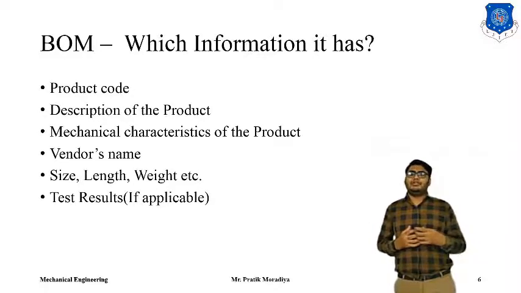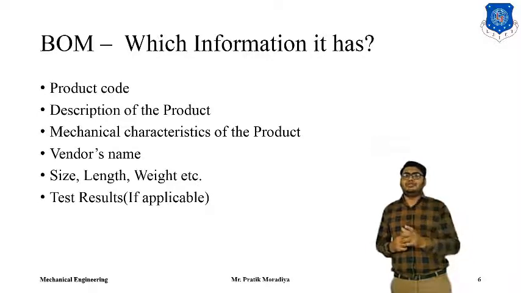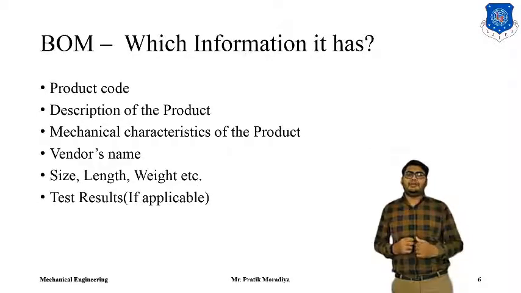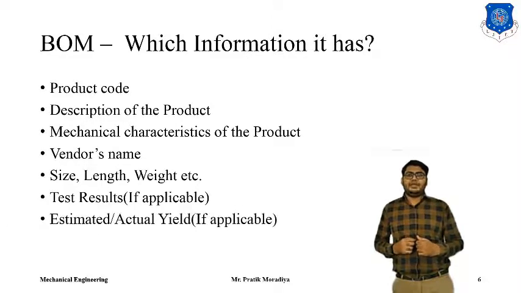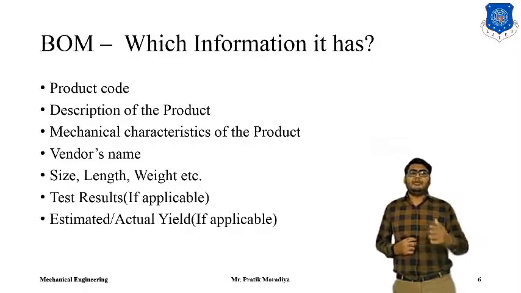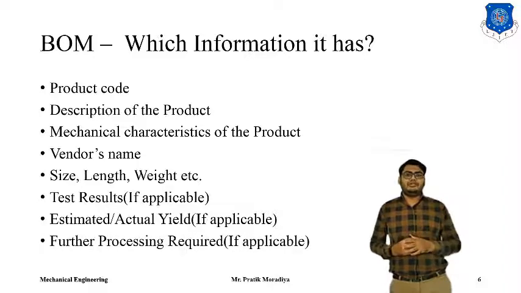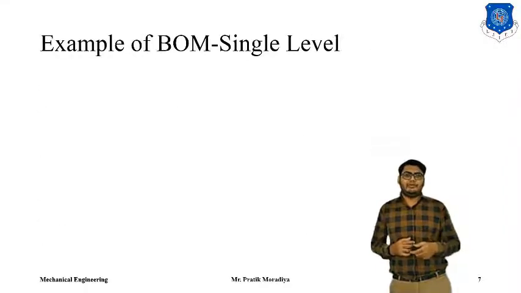If you have given the condition to a vendor that I will purchase some steel bars from you, but you have to make sure that those steel bars have particular strength, and you have to also attach the certificate of this test, then this also will be there in the bill of materials. And the estimated or actual yield of that product will be there. But these are not necessary for all the products. It will be applicable for some, it will not be applicable for some other.